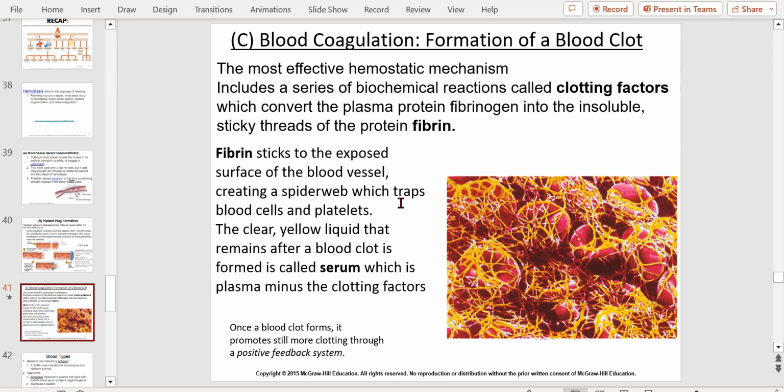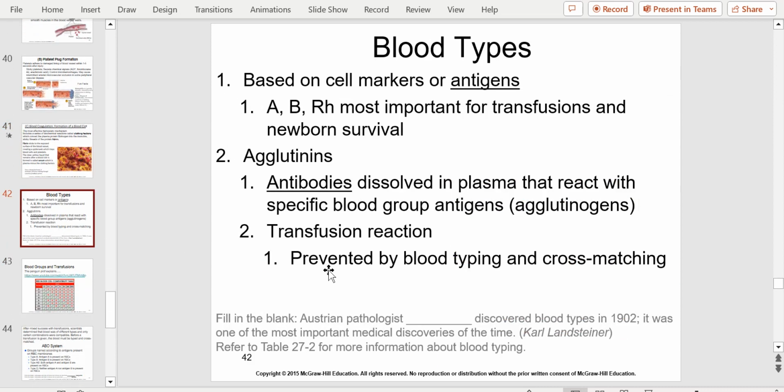Fibrin sticks to the exposed surface of the blood vessels, creating a spider web which traps blood cells and platelets. The clear yellow liquid that remains after a blood clot is formed is called serum, which is the plasma minus the clotting factors. So, good stuff. Blood types are based on cell markers or antigens.